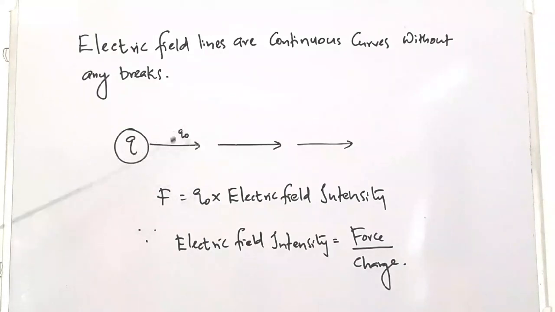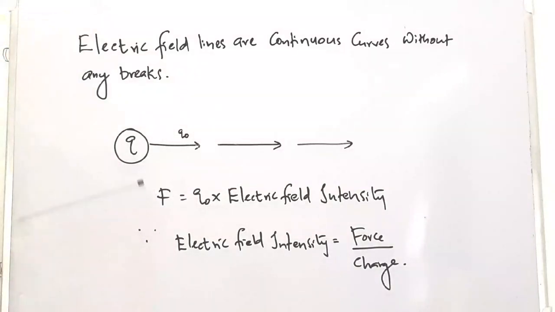This charge will experience a force by this formula, that is F equal to Q0 into electric field intensity. So up to here it will experience a force, and up to here it will accelerate. Then from here to here it moves with uniform speed or uniform velocity. Then again it will accelerate, then uniform speed, then again accelerate, like that. So we feel like the charged particle is jumping from one point to another point. That means up to here the particle will accelerate, then jump, then from here accelerate, then jump, like that.